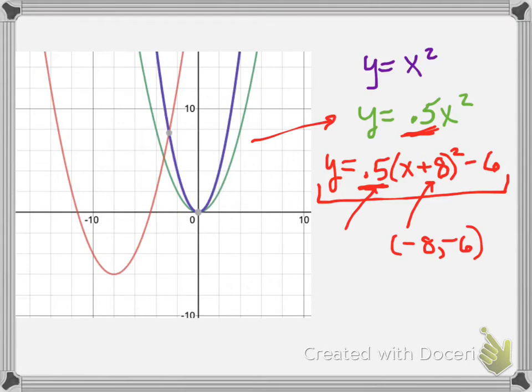Now we compare those two to what we have here. y equals x squared is like your basic quadratic parent graph, and that's in purple here on the graph. And you can see the 0.5 makes the parabola wider than that. So when a is a number between 0 and 1, it's going to widen the parabola.